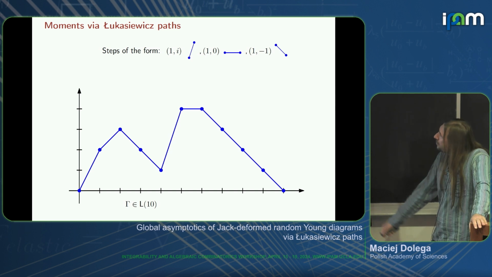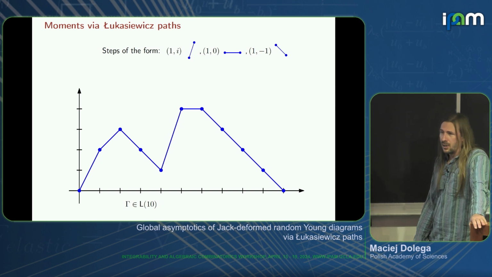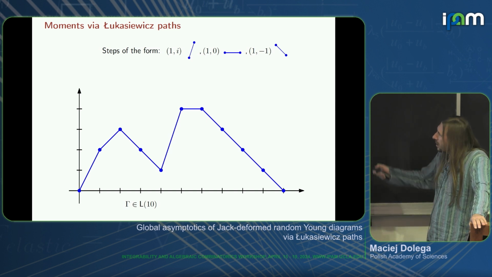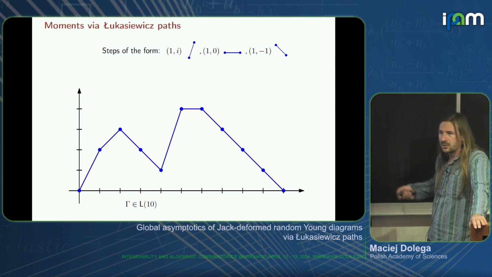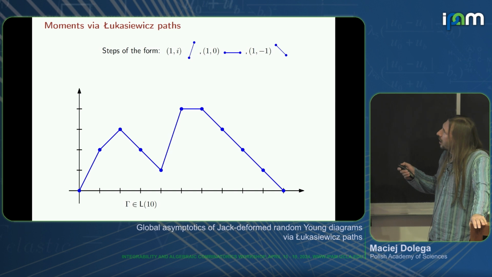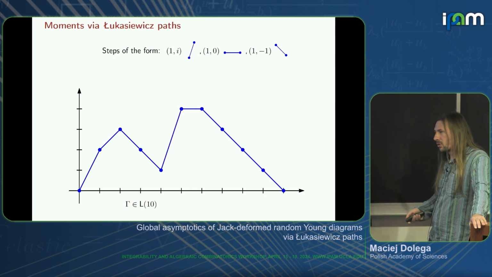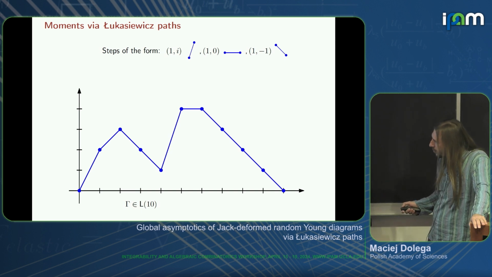So first, let me introduce Lukasiewicz paths. Lukasiewicz paths are lattice paths that live in the positive quadrant, such that you have up steps of arbitrary height, you have flat steps, and you have down steps, but you can go only down by 1. So this is an example of a Lukasiewicz path. This is a Lukasiewicz path of length 10.